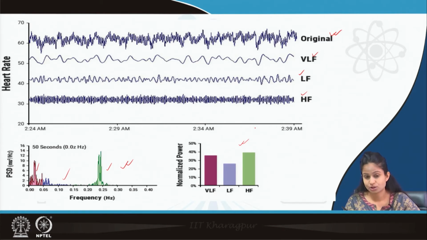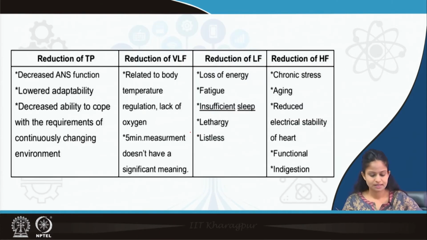percentage power that is in normalized units, and as I already told you, normalized unit is nothing but the ratio of the absolute measure of a particular frequency to the total power, and this total power excludes the very low frequency. So, here you have the HF, here you have the LF, and here you have the very low frequency normalized units which is termed in NU.